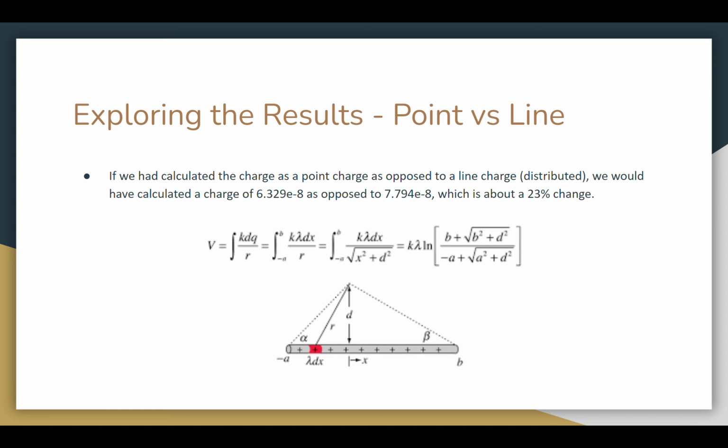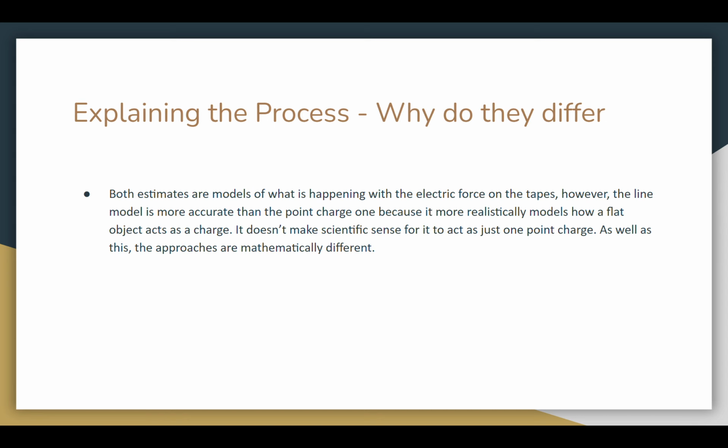And explaining why these things differ. As I said earlier, the estimates are models of what is happening with the electric force, and these models differ. However, the line model is more accurate than the point charge one because it realistically models how a flat object acts as a charge, that the charge is distributed across it. And because the model is fundamentally different from what the point charge is, as opposed to just calculating one, you're going to end up with a different result. And that's one of the main reasons why these two things differ.